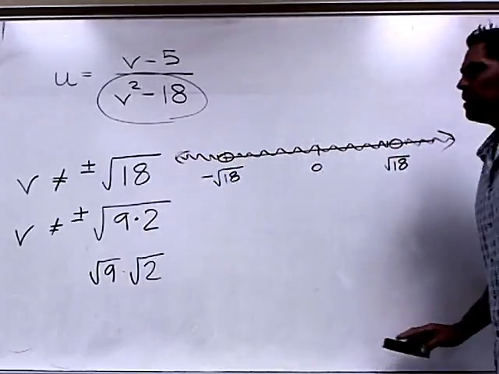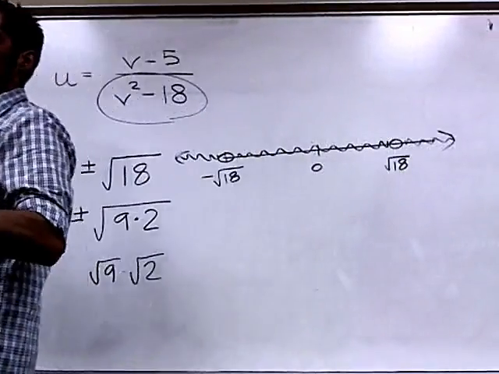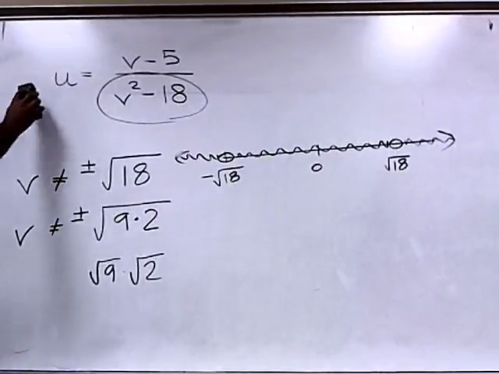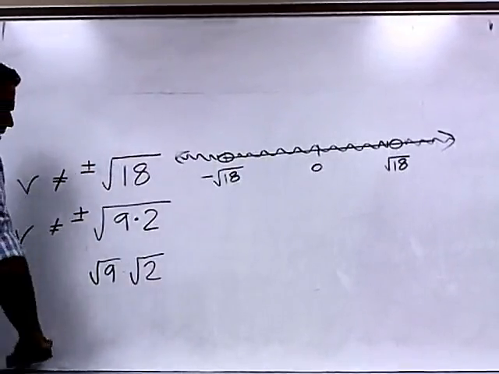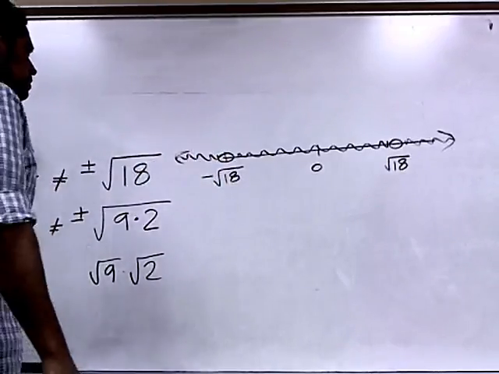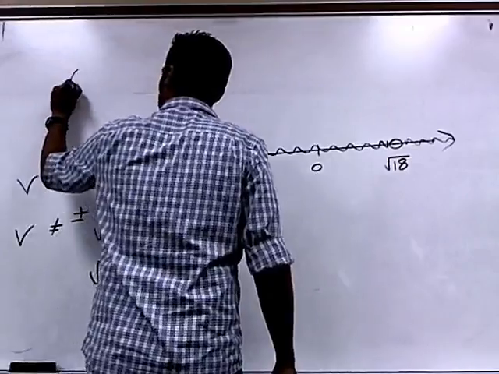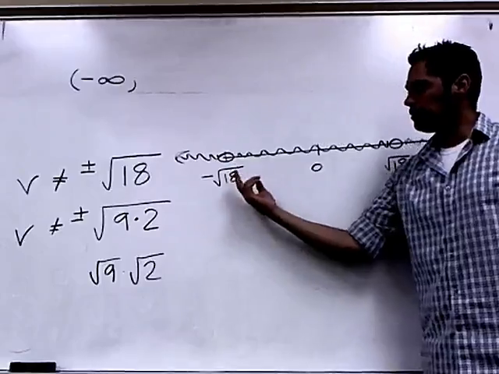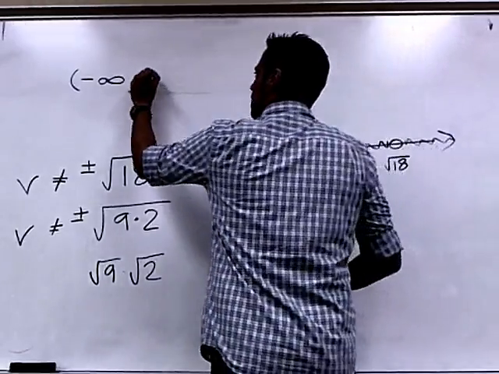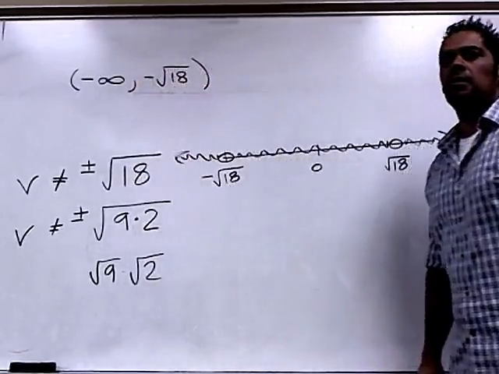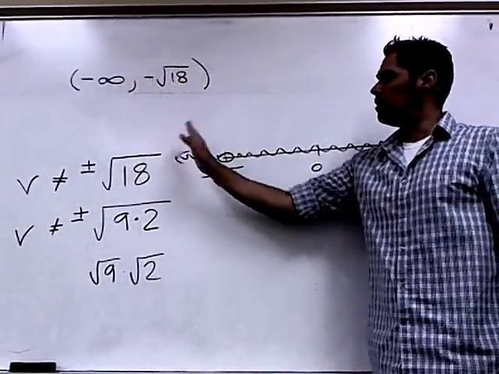So remember we talked about when we do interval notation, we want to read it like a book from left to right. And so how could I say everything to the left of negative root 18? So I start negative infinity, always put parentheses on that. All the way until I get to where? Negative root 18, and I do not want that number, right? So I put parentheses. Okay, that's the left interval over here.